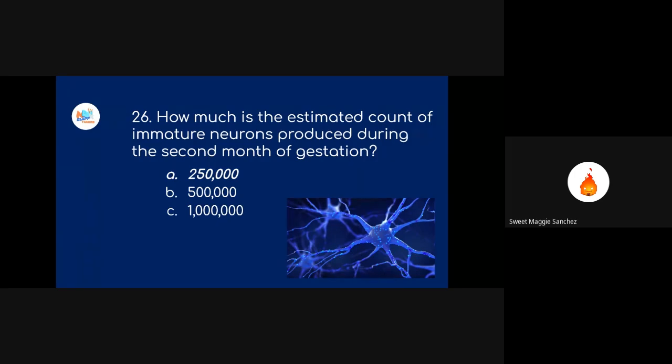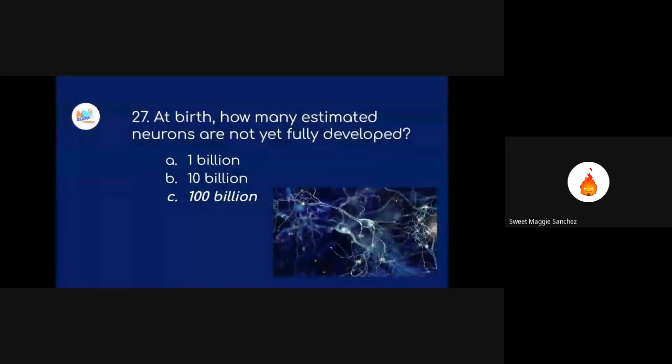Number 26. How much is the estimated count of immature neurons produced during the second month of gestation? Yes, this is a very fun fact. Kasi, while nasa loob ka pa ng nanay mo, there are already 250,000 neurons created inside. So, that's a very cool fact, no? It may not be a million, pero 250,000 is a lot. So, one-fourth siya.